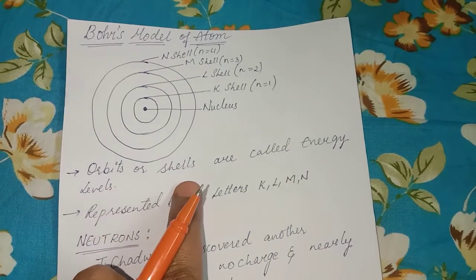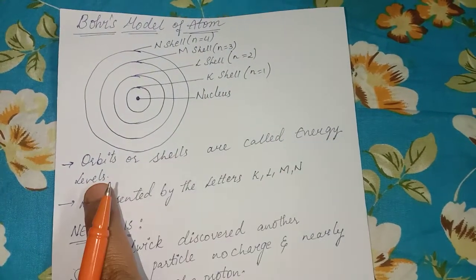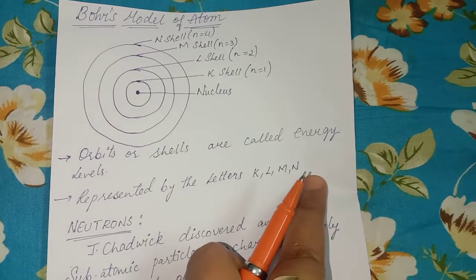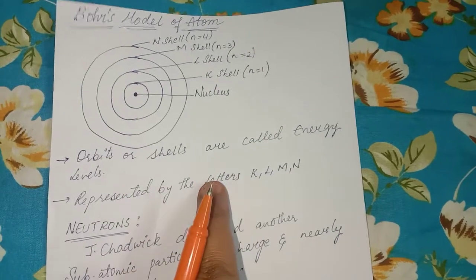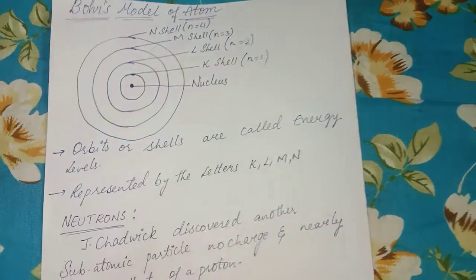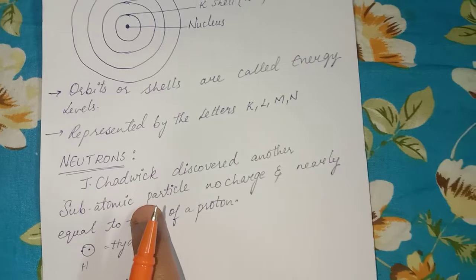Orbits or shells, as I said, are called energy levels and are represented by the letters K, L, M, N. So these are a few things about the shells and orbits. Now let us go on to what a neutron is.